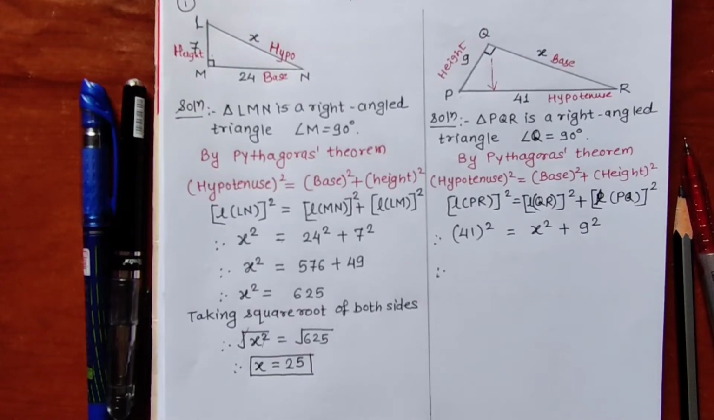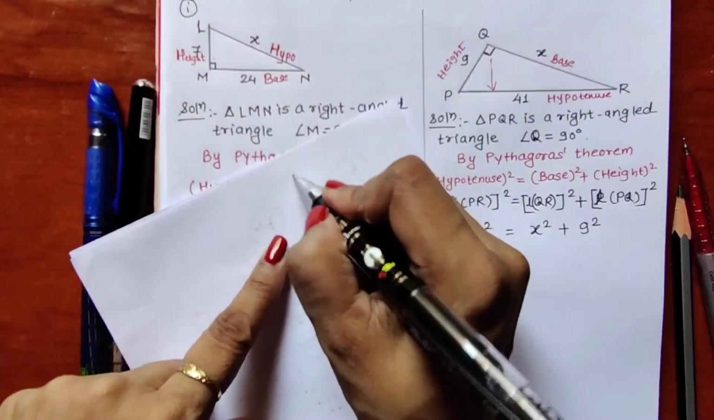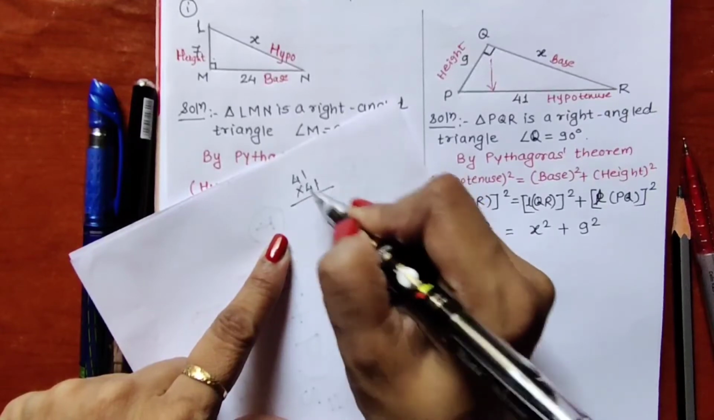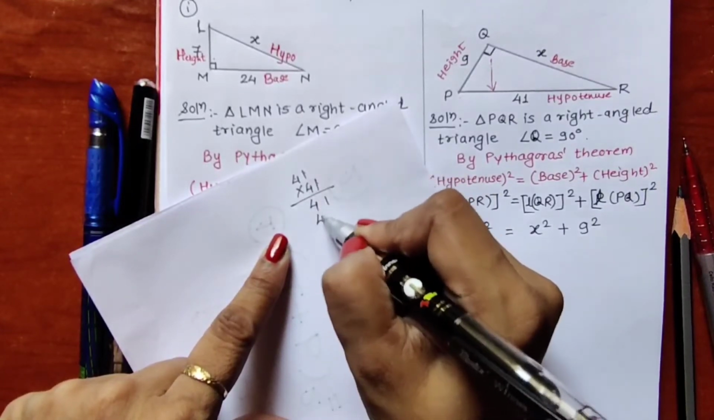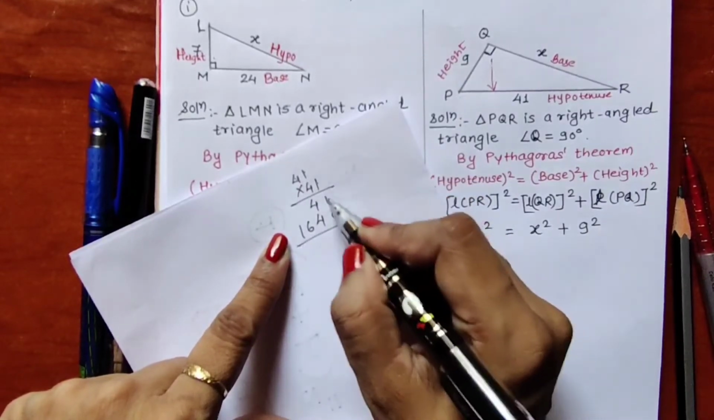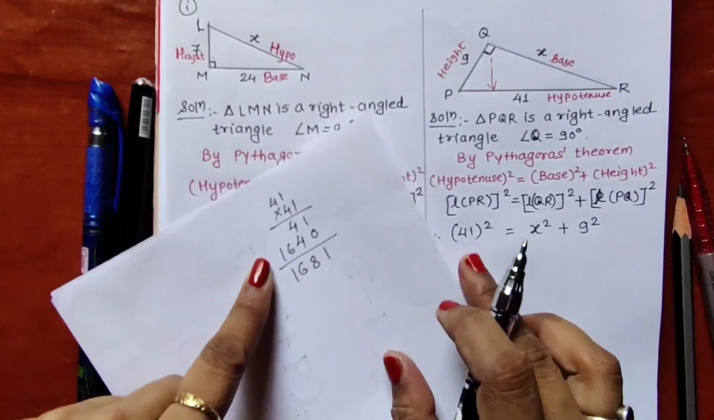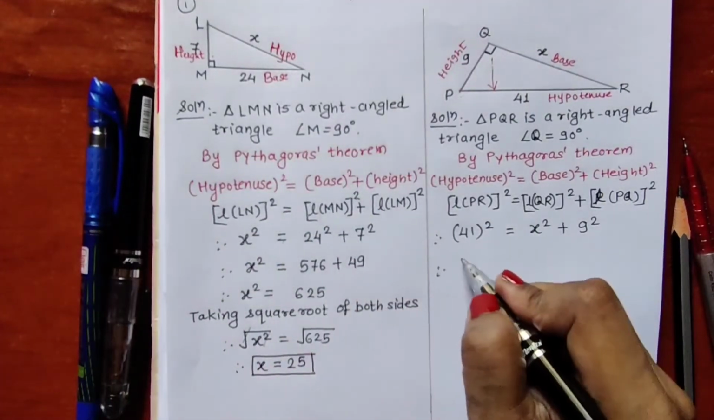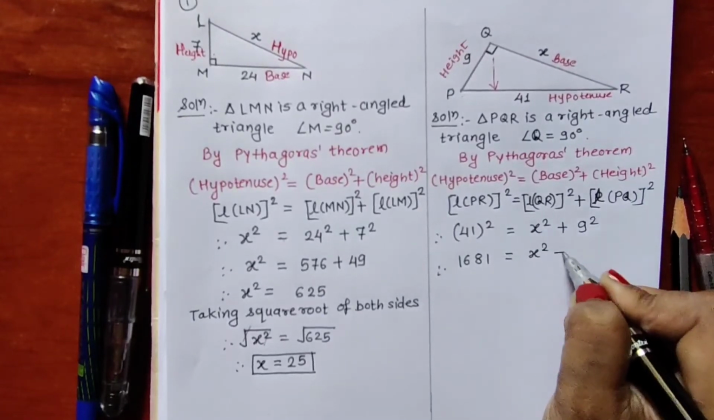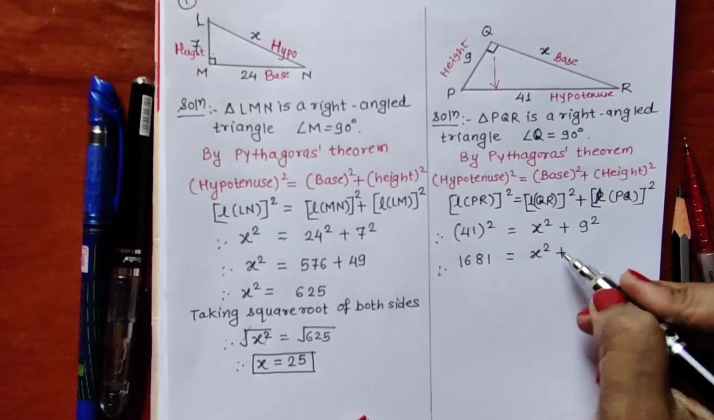So let us do the multiplication on the rough page. 41 into 41. 1 into 1, 1; 1 4s are 4, 4 1s are 4, here 0 or cross we can put; 4 4s are 16. So 1, 4 plus 4 is 8, 1 6 8 1 is the square of 41. So I write here 1681 is equal to x square. 9 square we all know, you should know by heart the squares at least till 25. So 9 square is 81.